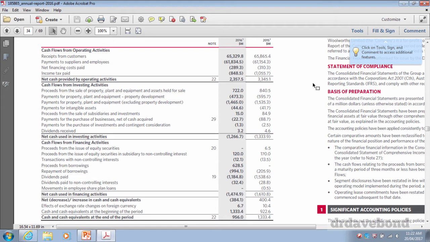If you flip over your page, and this is in note 22, this is the indirect method. And if you look at the indirect method, I want you to look at this very bottom figure right here, 2357.5. That is the same number as you saw on the other page. So it's the same end point that we get to, it's just a completely different way of doing it.